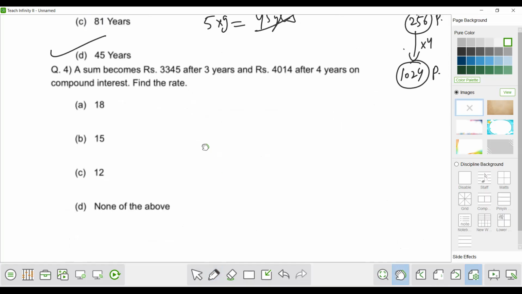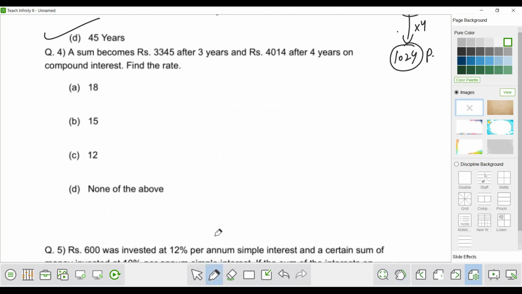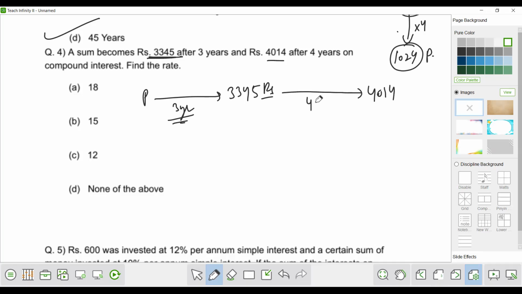Okay, so let's try our next question. A sum becomes rupees 3345. Okay, our principal becomes 3345 rupees in 3 years. So here the window is 3 years, and 4014 in 4 years. So this is the amount after 3 years, and this is the amount after 4 years. So here the window is of 1 year.